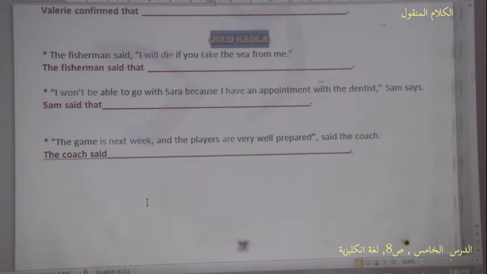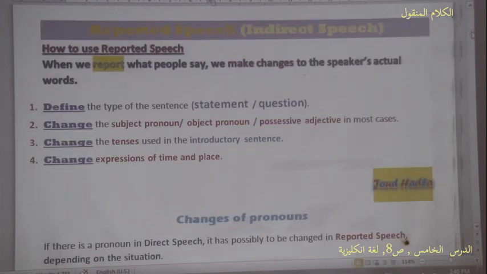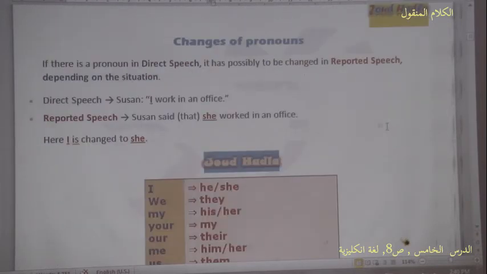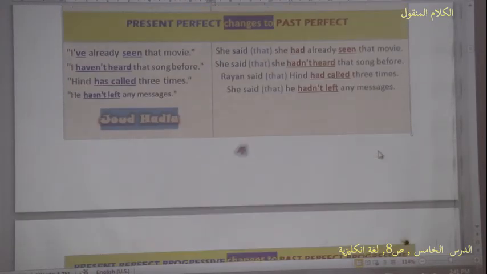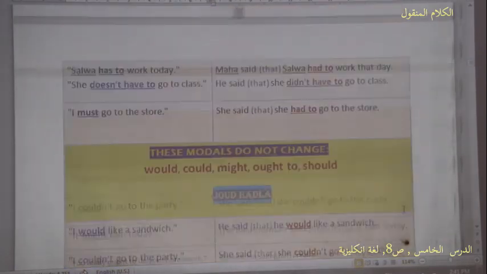So I repeat the information quickly. First of all, we need to change the subject pronoun. The second is to change the possessive adjective or object pronoun. The third step is to change the tenses as you read in the chart. And the final change is to change the expressions of time and place. And by this, we have finished reporting statements, and in the second part, you will learn how to report questions.